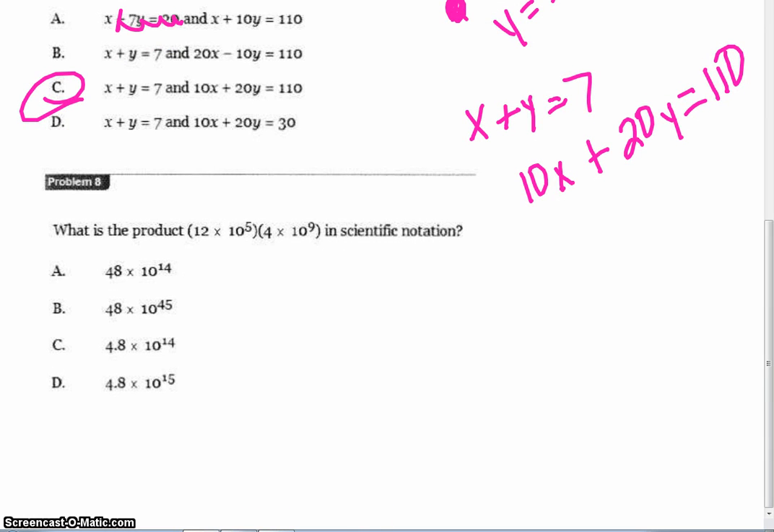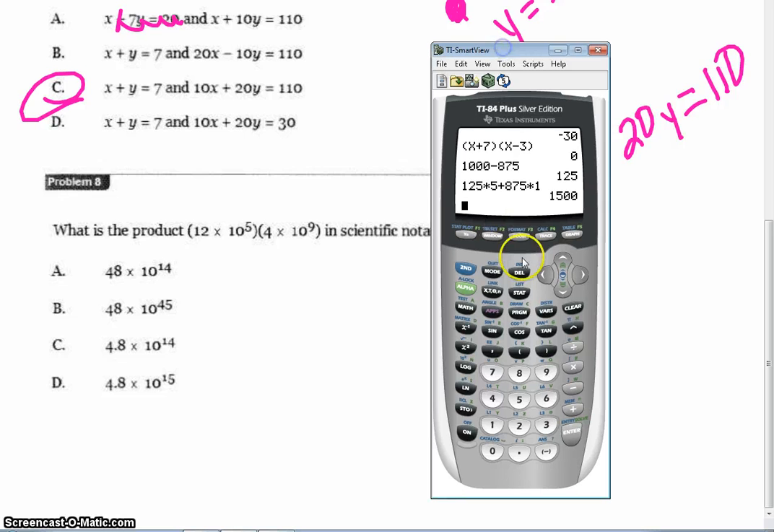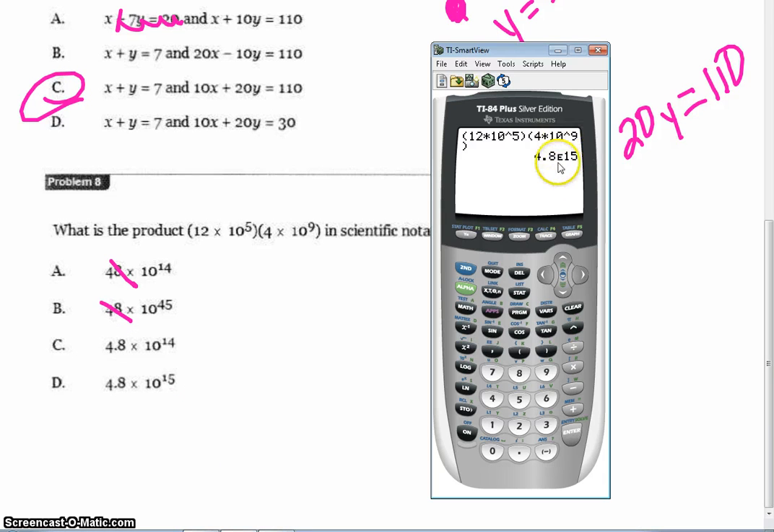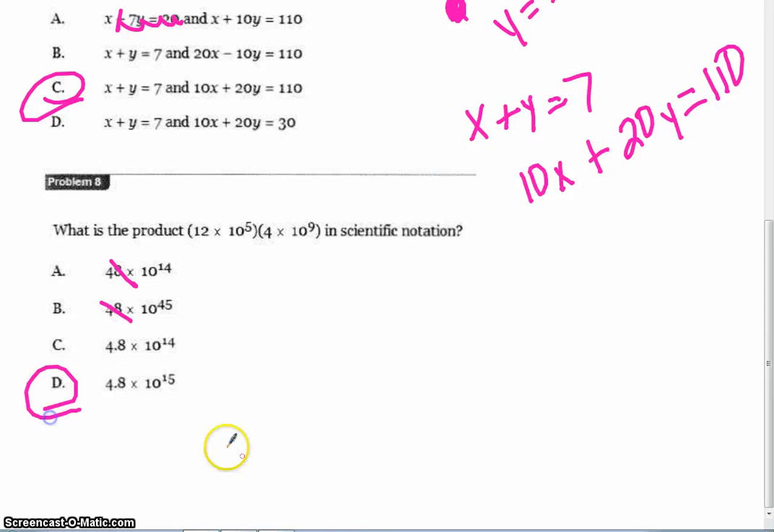Number 8, simply punch it in your calculator and see what you get. So we're going to say open 12 times 10 to the 5, close, open 4 times 10 to the 9, close. I'm looking for 4.8E15. Which one do you think it is? It's 4.8, so that gets rid of A and B, and it was E15. This E means times 10, so 4.8 times 10 to the 15th, your answer is D.